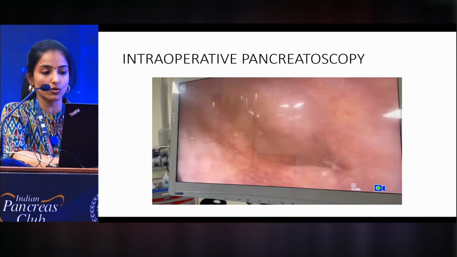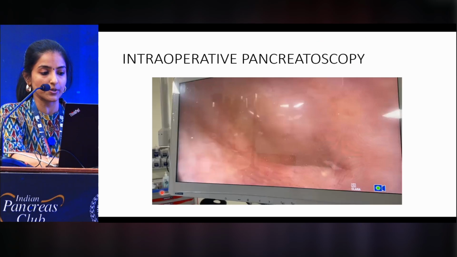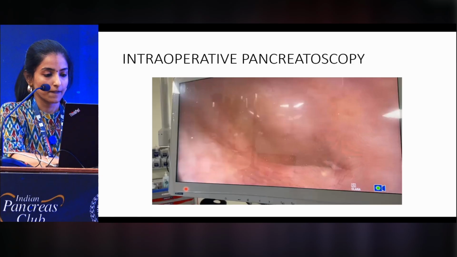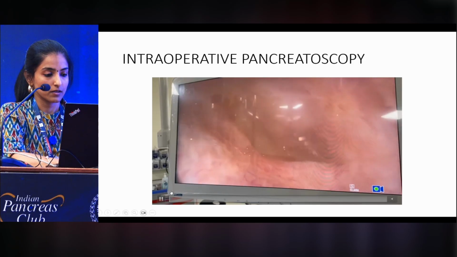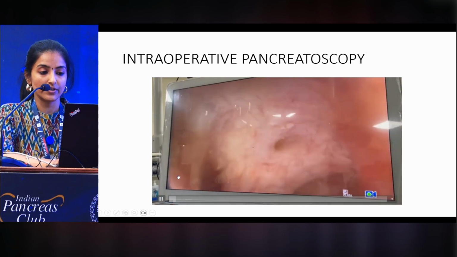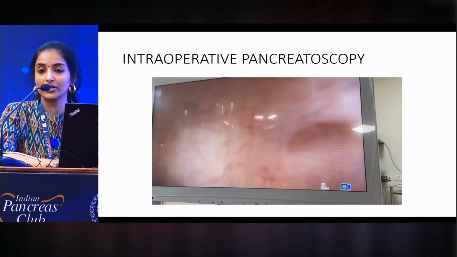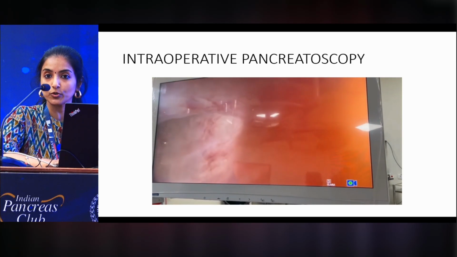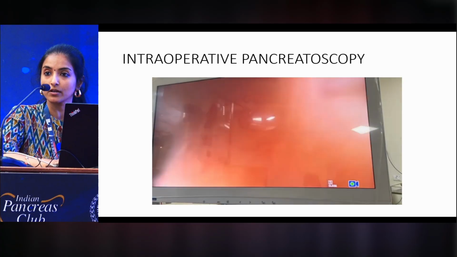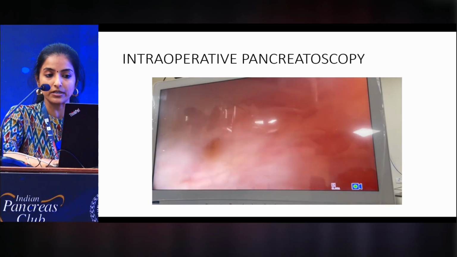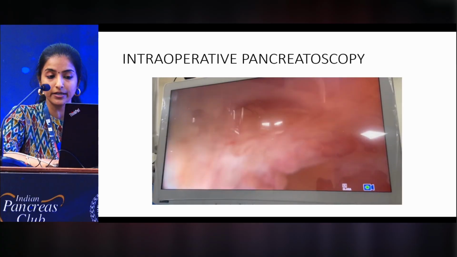Now this is a video of the intraoperative pancreatoscopy in the patient who underwent the Whipple. This is the remnant pancreas. So there was a time when endoscopists would do peroral endoscopy and try to enter and actually assess this preoperatively, but the incidence of pancreatitis seemed really high.